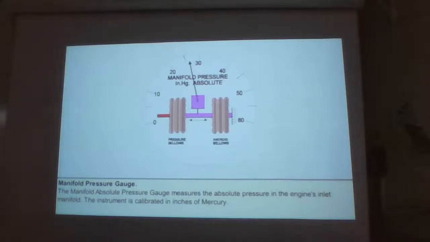Earlier versions of this gauge were calibrated to read boost in pounds per square inch and called boost pressure gauges. When the engine is not running, both types of gauge, the manifold absolute pressure gauge and the boost gauge, will read ambient atmospheric pressure. While the aircraft is stationary on the ground, this particular indication is called static boost.